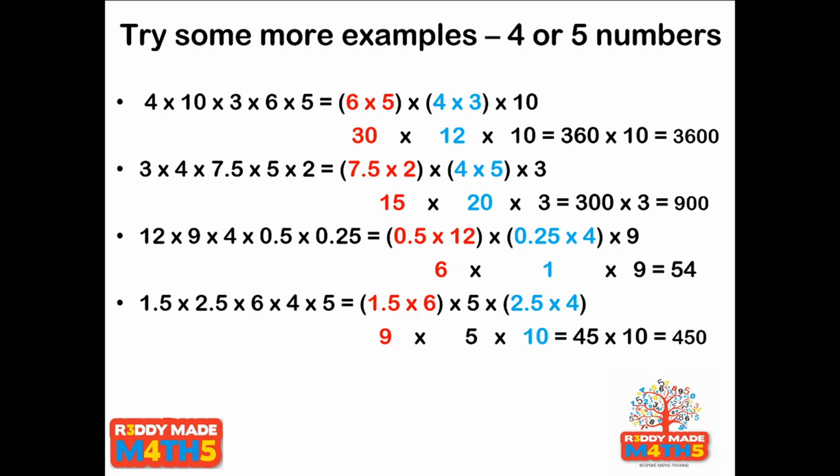And with this one, we put the 1.5 with the 6 and the 2.5 with the 4 again, because that gave us a 10. I could have put the 2.5 with the 6 and the 1.5 with the 4. But I thought that was the easiest way to do it.